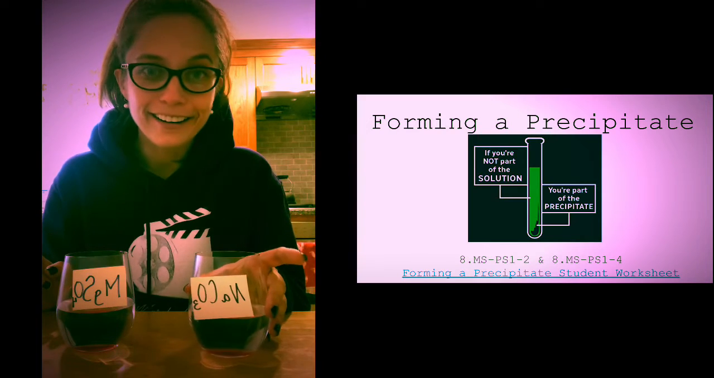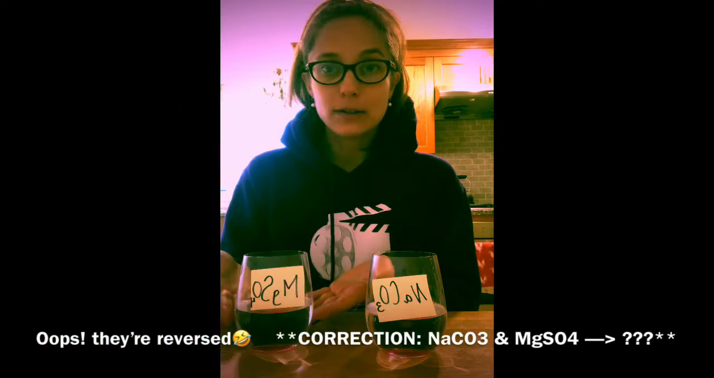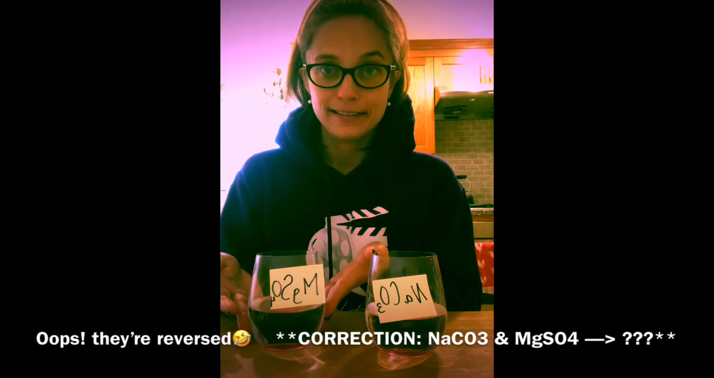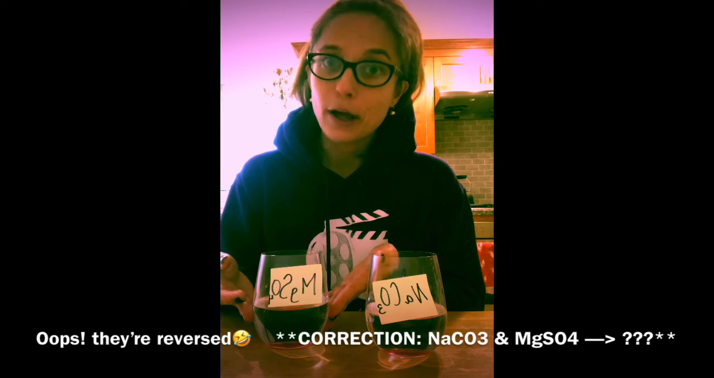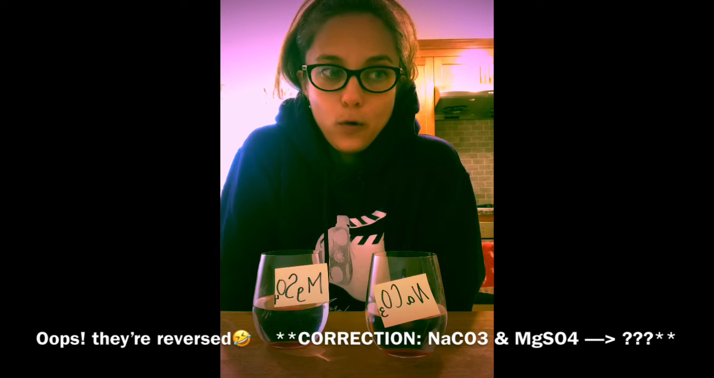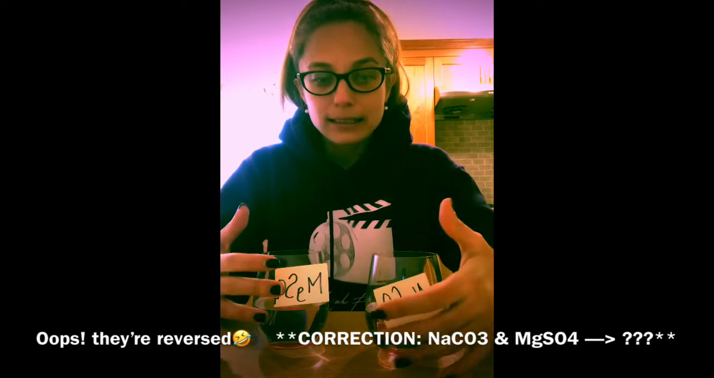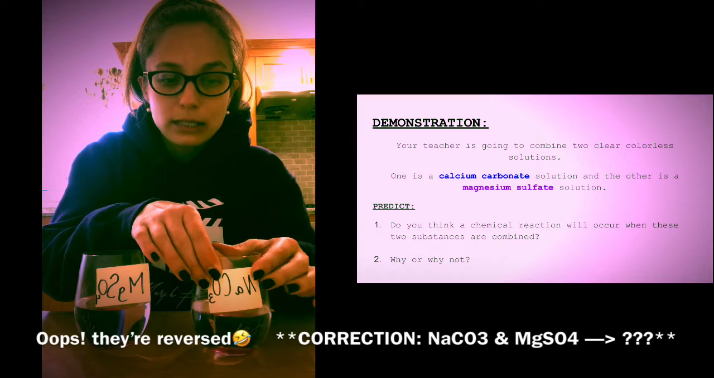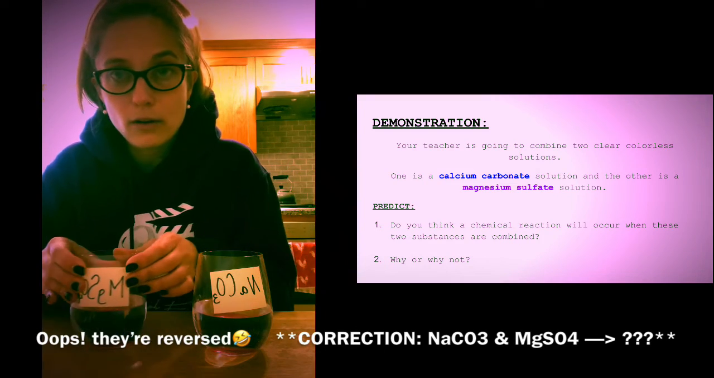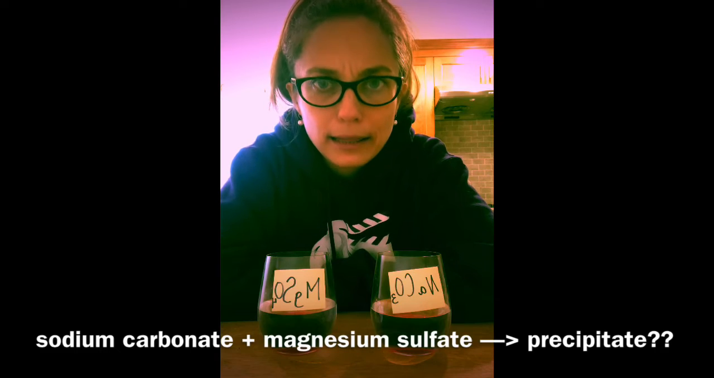I have two clear, colorless solutions with me. Shocking, I know, right? I have some sodium carbonate, and then I also have some magnesium sulfate. Today's video lesson is on precipitates. How do we know when a precipitate is formed during a chemical reaction? So I have my two reactants here. You guys know that when I add those together, we are going to get a product. But how will we know if there's a precipitate in that product?